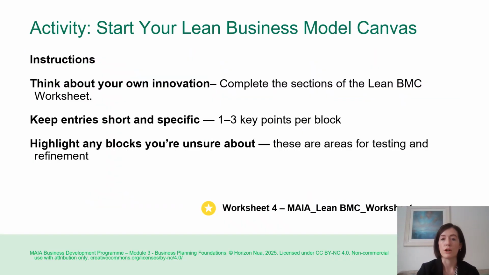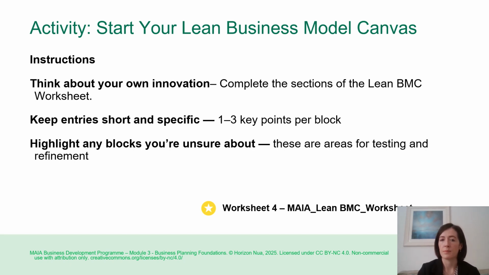Now, it's your turn to start building your own lean business model canvas. Using the worksheet provided, think specifically about your own innovation and how it fits into each of the 9 blocks. Keep your entries short and to the point. Aim for 1 to 3 clear, specific points per block. This isn't about writing paragraphs, it's about capturing the essence of your business model in a way that's easy to see at a glance.